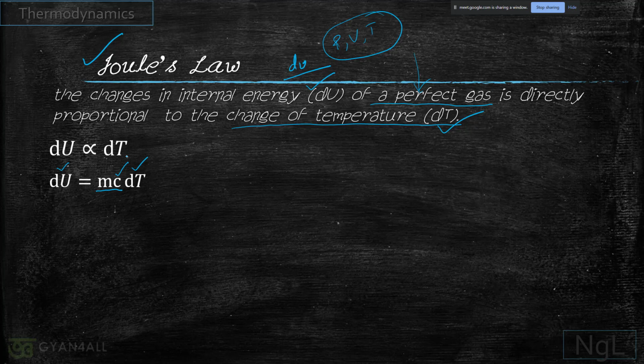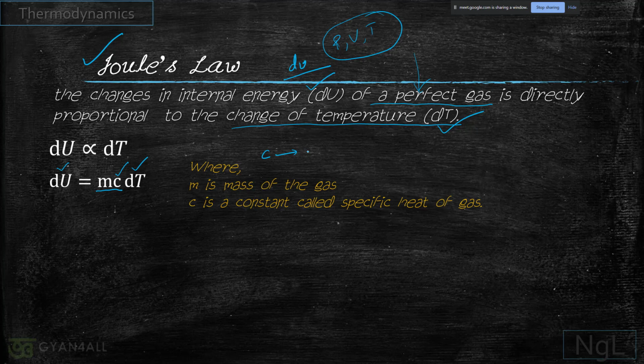Now what is specific heat? Anybody can tell what is specific heat? Okay, so specific heat is the amount of heat required to change the temperature of one body by 1 degree centigrade or 1 degree Kelvin. That is called specific heat. So where m is the mass of the gas, c is the constant called specific heat of a gas. So what is specific heat c? Let us repeat.